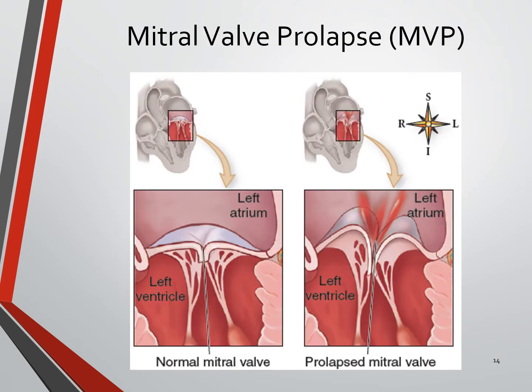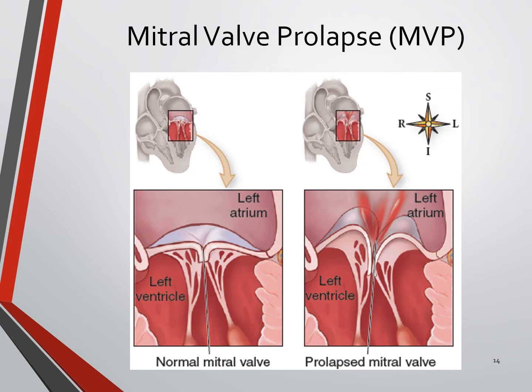Here we can see an image of what a normal mitral valve looks like and what a prolapsed mitral valve looks like. So you can see the normal one and then the one on the right, the prolapsed valve. As that ventricle is contracting, that pressure is pushing that prolapsed valve back up into the atria. That's also going to allow blood from the ventricle to flow back up into the atrium, which we don't want.